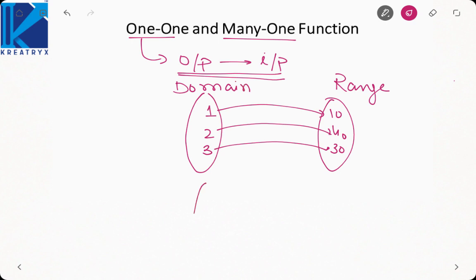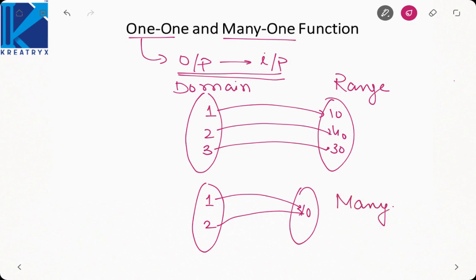What is meant by many-to-one? That is, suppose I give you a mapping like this, then it is known as many-to-one. Okay, do not think that it is not a function. It will not be a function if one input is mapped to multiple outputs. But multiple inputs can be mapped to a single output. It will still remain a function.